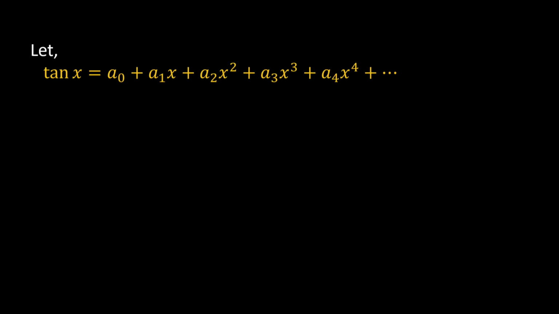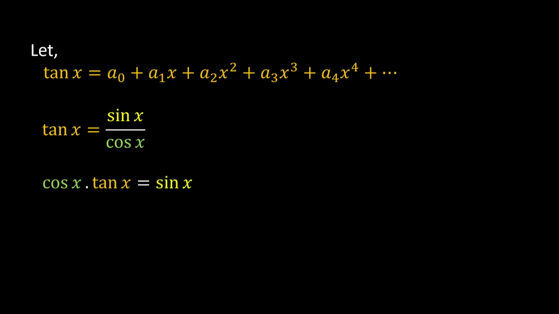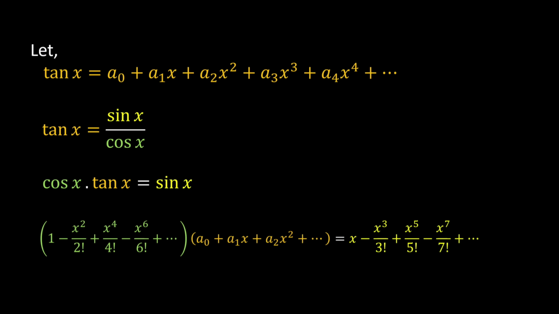Let us suppose that the series expansion of tan x is a0 plus a1x plus a2x square and so on. We know that tan x is equal to sin x upon cos x. So cos x times tan x is equal to sin x. Now let us substitute cos x, tan x and sin x by their series expansions.